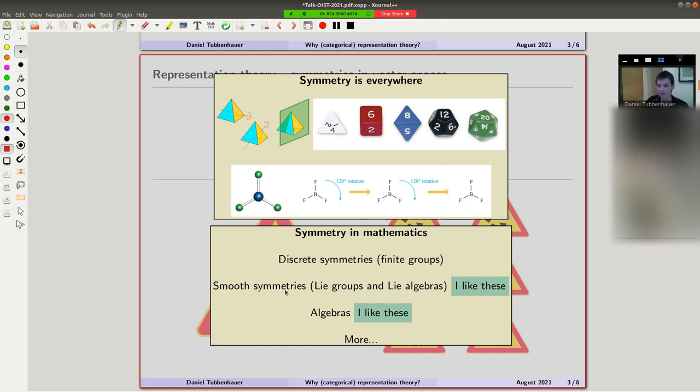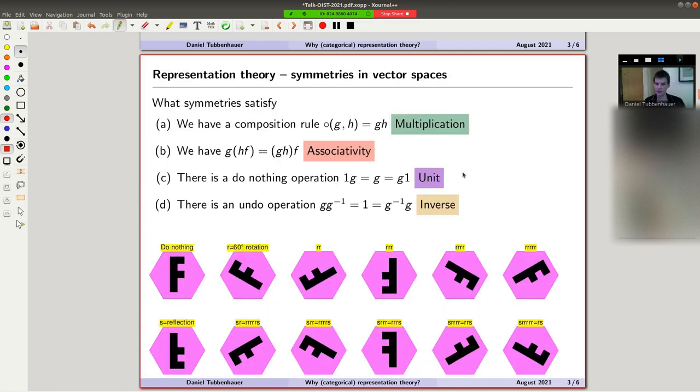Smooth symmetries would be, for example, if you have something like SO(3), voila, which is the group of rotations of three-space, then you would have smooth symmetries. The underlying idea is always the same. You write down a list of axioms. So what you usually see, and now we have discovered group theory together, is this list of axioms A, B, C, D. You have a multiplication that just means you can stack symmetries. So you do one operation, you do the other one, you stack them together, you get a third operation.